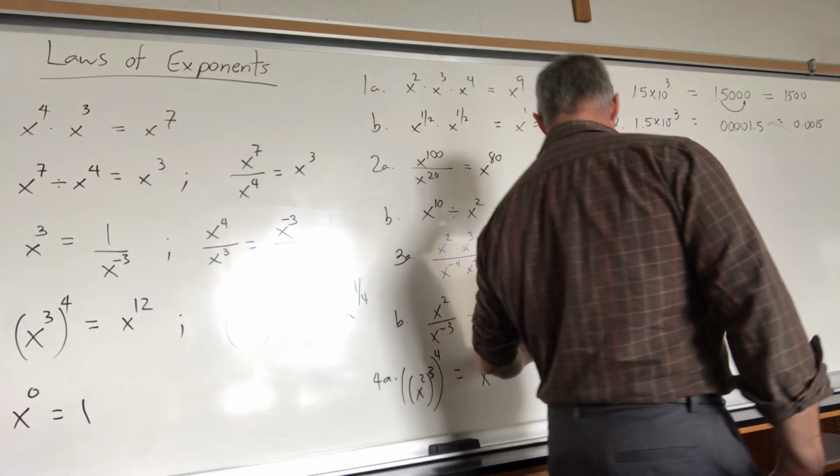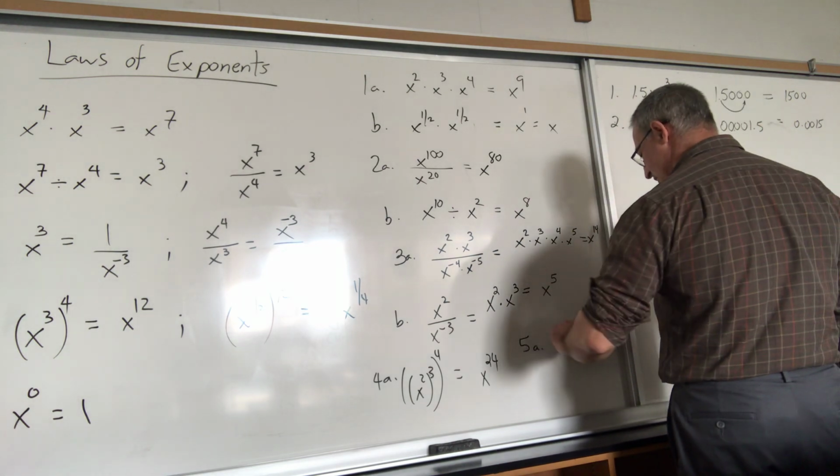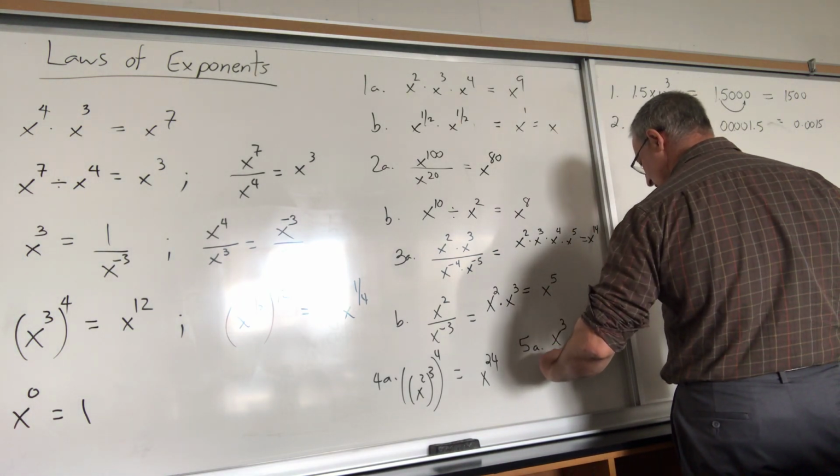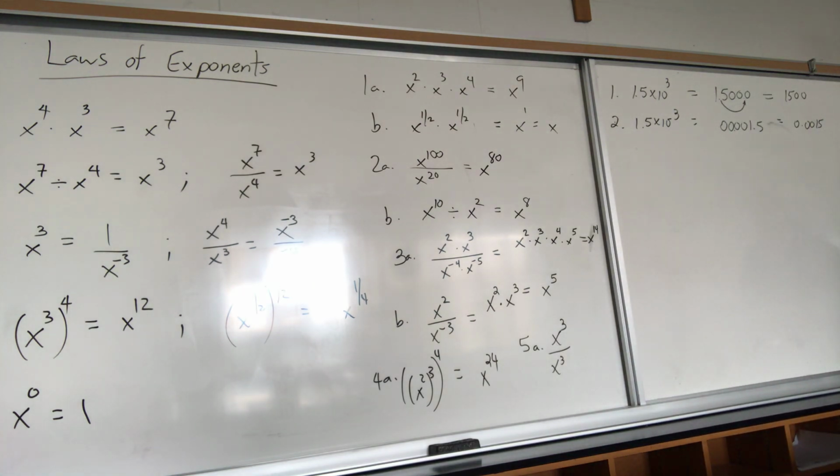And last of all, 5. If you have x to the 3 over x to the 3, what's anything over itself equal to? What's 2 over 2? Anybody? 2 over 2 is 1. What about 3 over 3? Still 1. How about x cubed over x cubed?